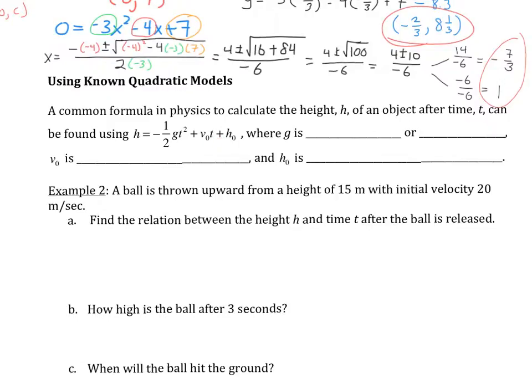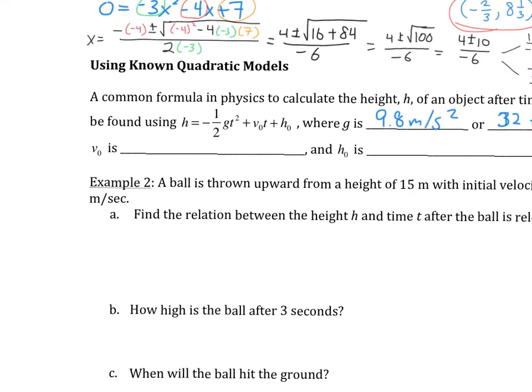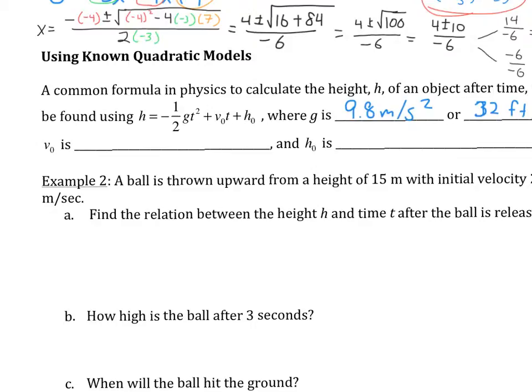Where g is one of two things. If you're in the metric system, it's 9.8 meters per second squared. And the other one is 32 feet per second squared. V naught, or v sub 0, is in units per second.